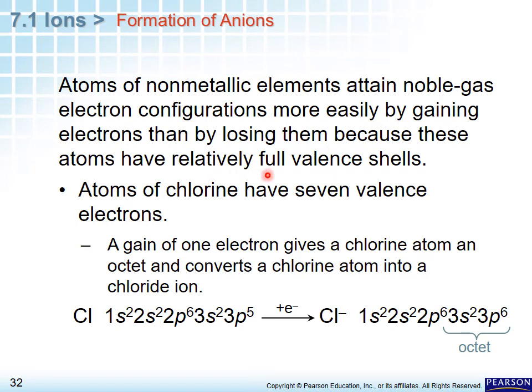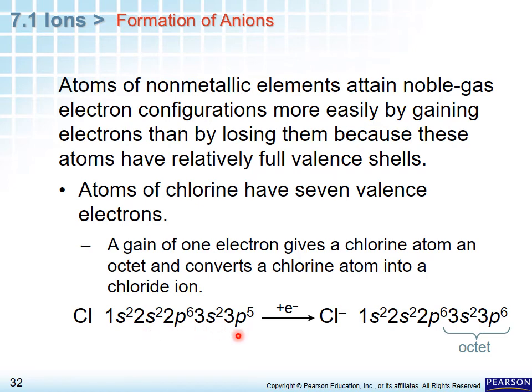because these atoms have a relatively full valence shell, such as chlorine. Chlorine has 7 valence electrons. So what is the easiest way to become an octet or noble gas electronic configuration? To gain 1 electron or to lose 7 electrons? Definitely to gain 1 electron. So a gain of 1 electron gives the chlorine atom an octet and converts a chlorine atom into a chloride ion. You can see the configuration 1s2, 2s2, 2p6, 3s2, 3p5.